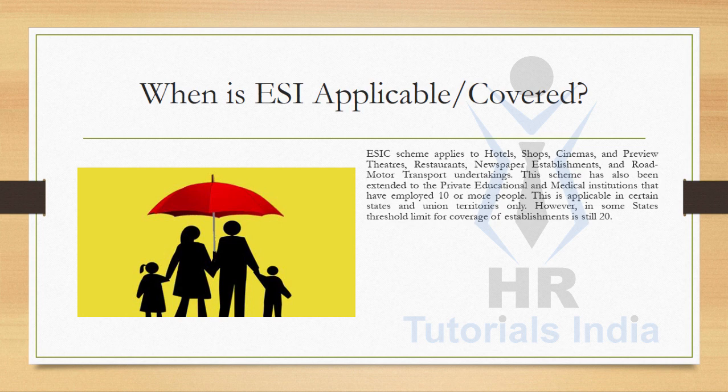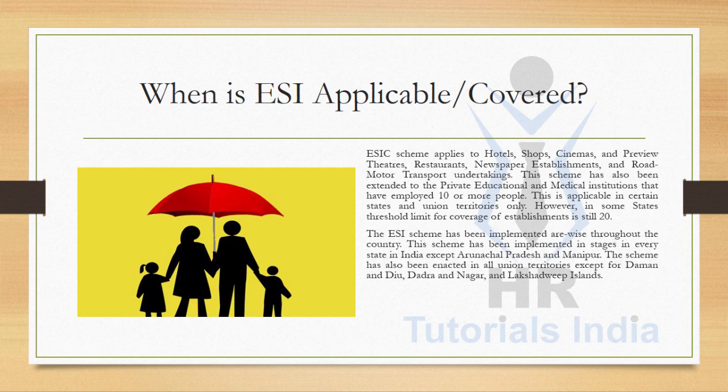The ESIC scheme is applied to all shops and establishments, factories, restaurants, newspapers, cinemas, etc. It is applicable to employers or companies whose strength is 10 or more, and there are few states whose threshold limit for the coverage of ESI is still 20 employees. The ESI scheme has been implemented or revised throughout the country. This scheme has been implemented in stages in every state of India except Arunachal Pradesh and Manipur.